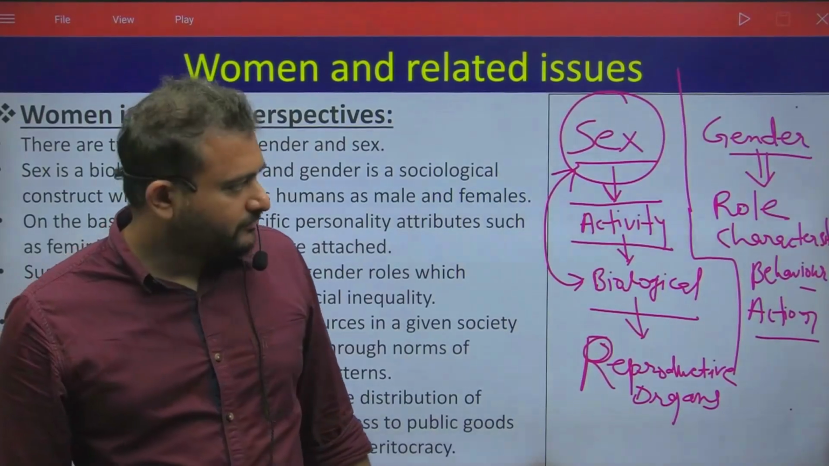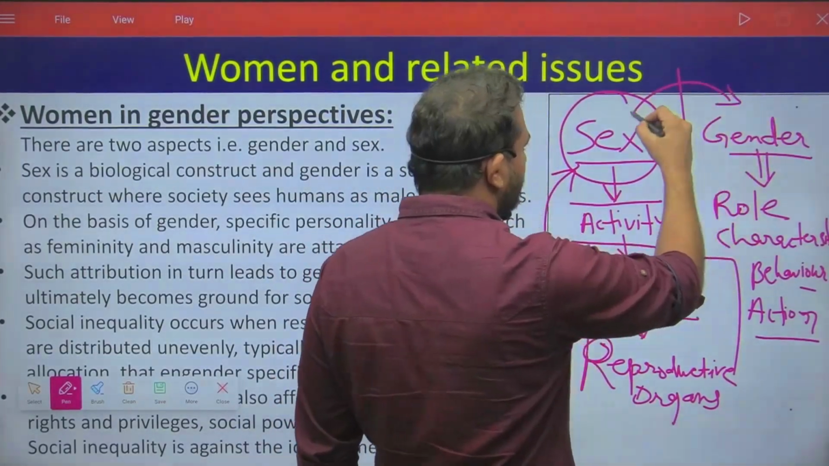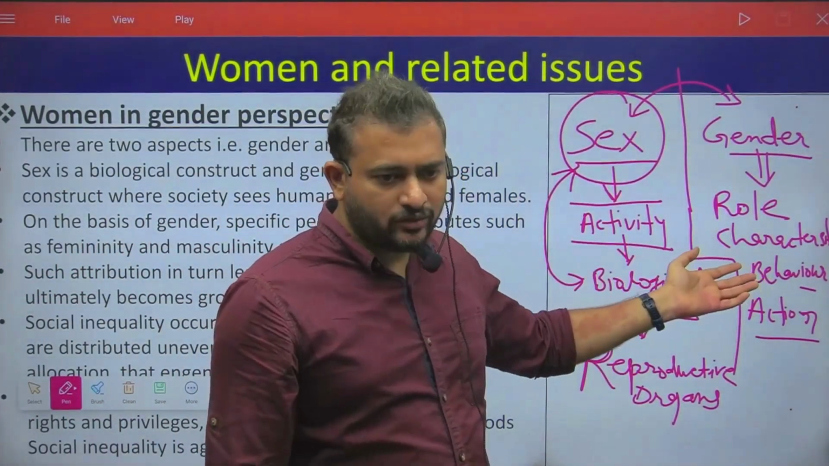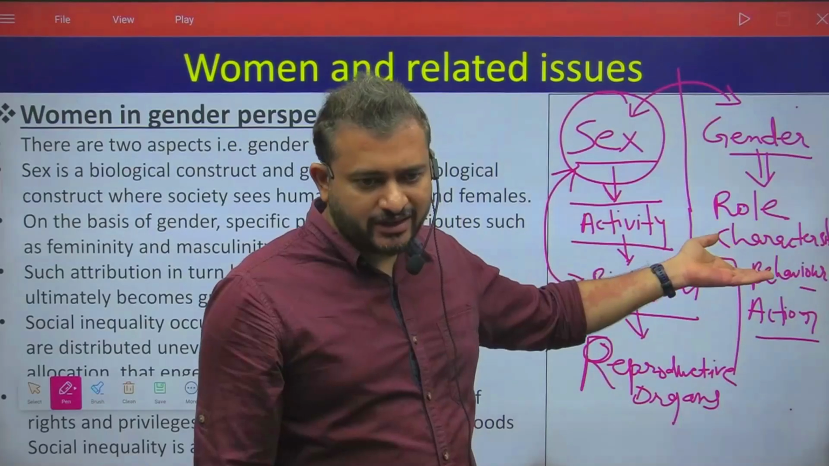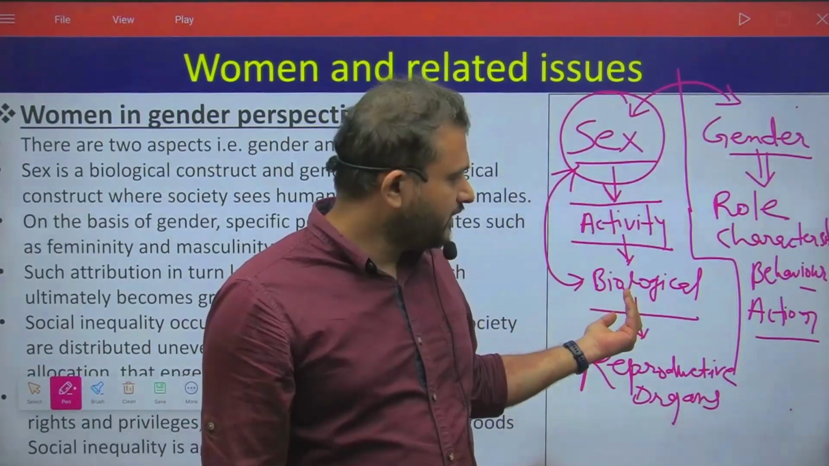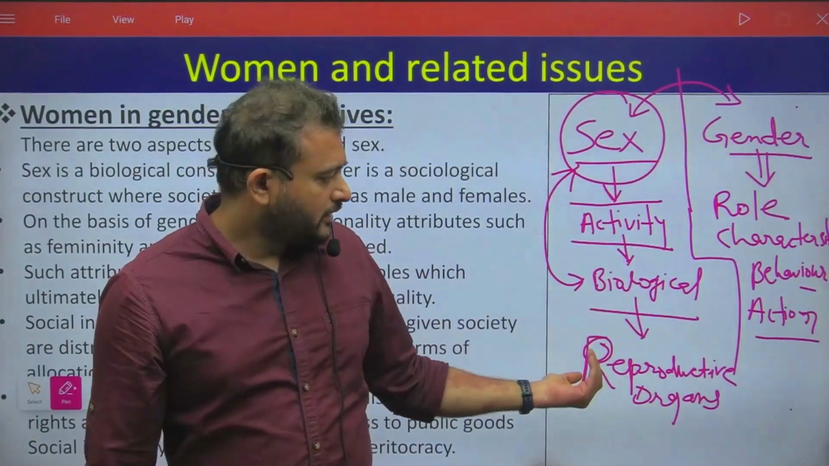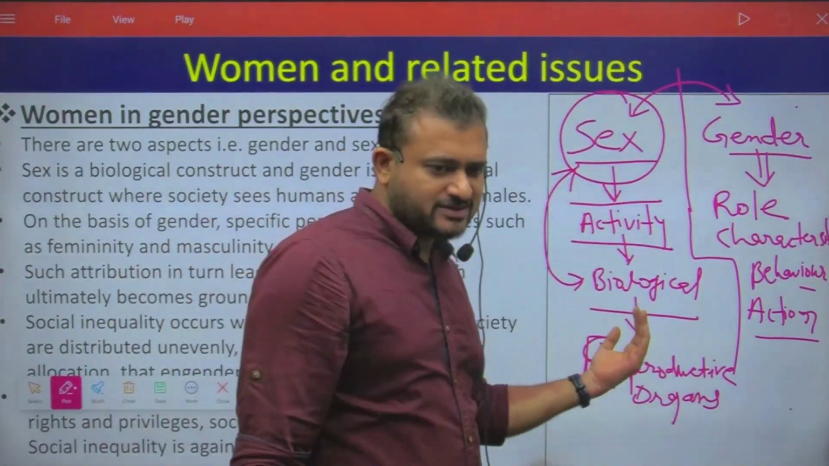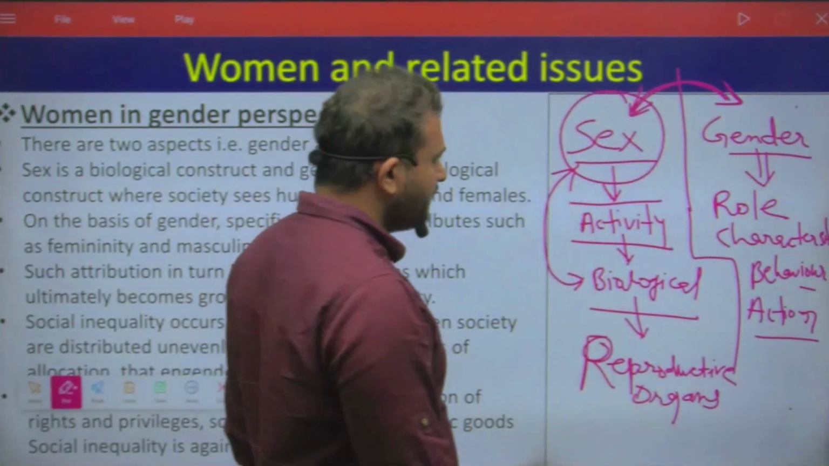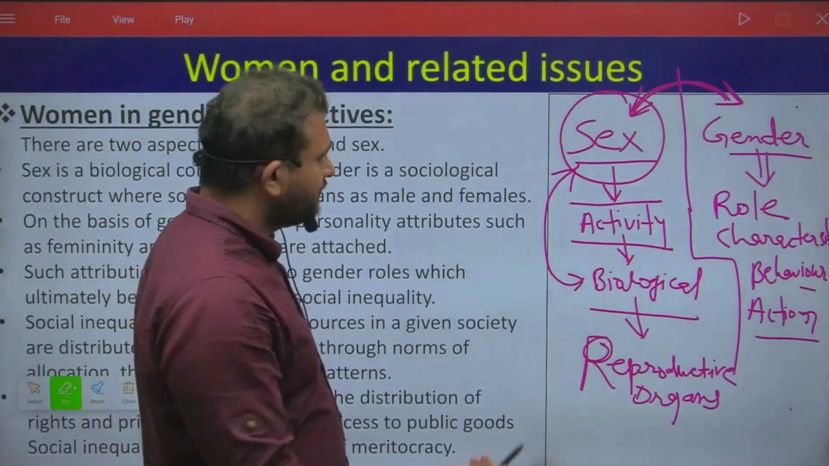And when we were discussing transgender, I have told that sex and gender are different. It is not necessary that someone who is biologically male will actually act according to male gender behavior. It can be possible that someone who is male sexually can act like a female, not according to his sex. So when both these things do not match with each other, then we call them, I have told, transgender.